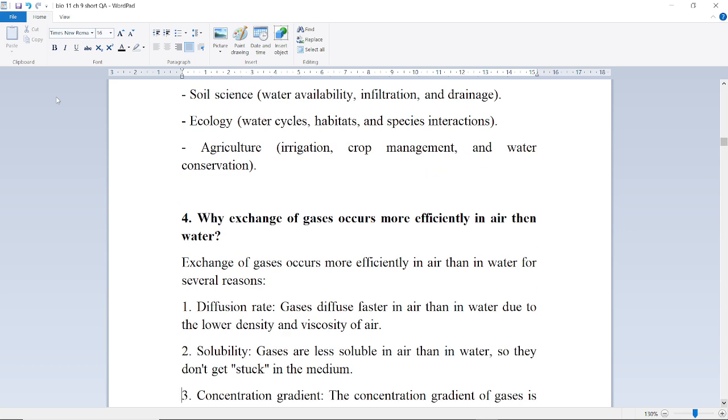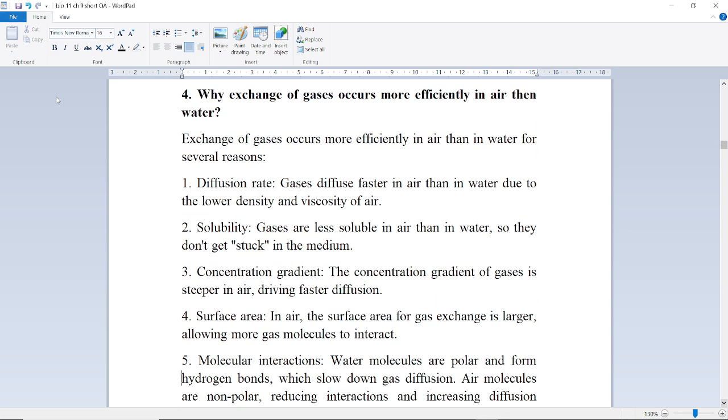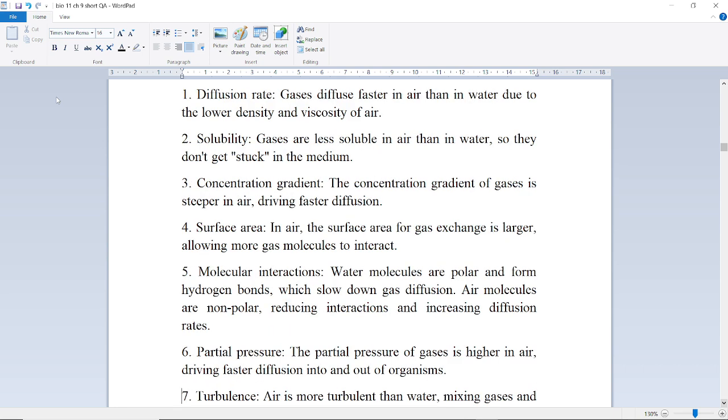Next question is, why does exchange of gases occur more efficiently in air than water? Exchange of gases occurs more efficiently in air than water for several reasons. First of all, diffusion rate. Gases diffuse faster in air than water due to lower density and viscosity of air. Solubility. Gases are less soluble in air than water, so they don't get stuck in the medium. Next is concentration gradient. The concentration gradient of gases is steeper in air, driving faster diffusion.